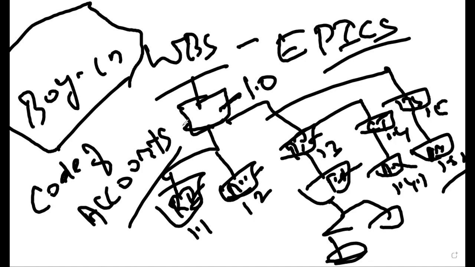So this kind of numbering system, which gives the identification for each and every WBS component in the same hierarchical structure, is called a code of accounts. Is it clear, everyone?